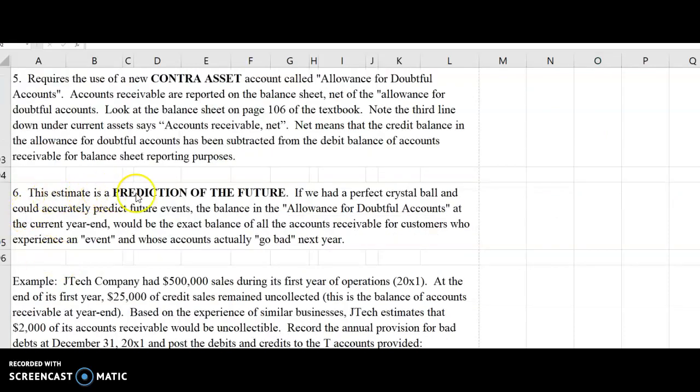This estimate is a prediction of the future. If we had a perfect crystal ball and could accurately predict future events, the balance in the allowance for doubtful accounts at the current year end would be the exact balance of all of the accounts receivables for customers who experience an event and whose accounts actually go bad next year. Let's work through some examples.